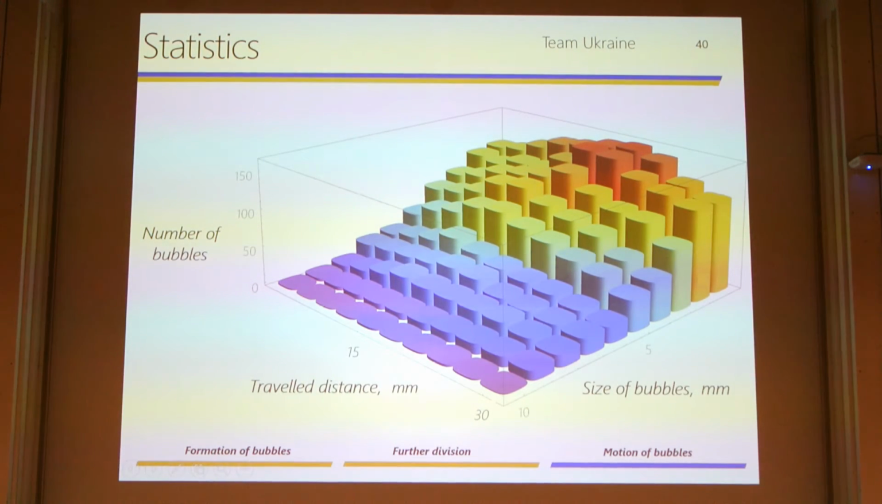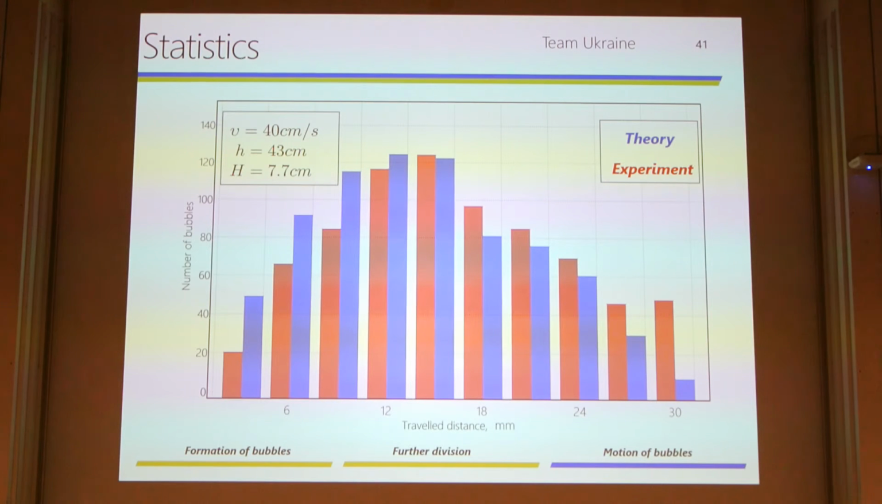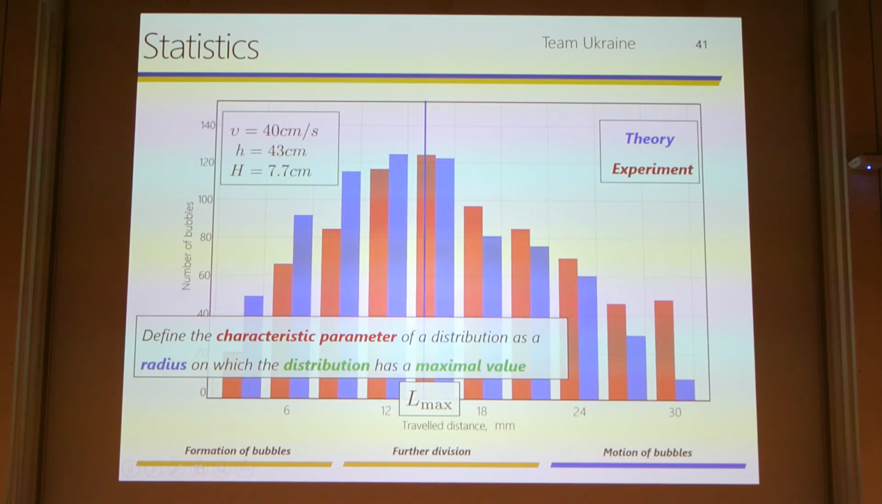So now we know all the information about bubbles, and we obtain the following 3D distribution of bubbles depending on their travel distance and their size. Having integrated this over bubble size, we obtain the following distribution of number of bubbles on travel distance. In order to compare it with experimental data further, we introduce a characteristic parameter associated with the bubble size at which the distribution has its maximum.